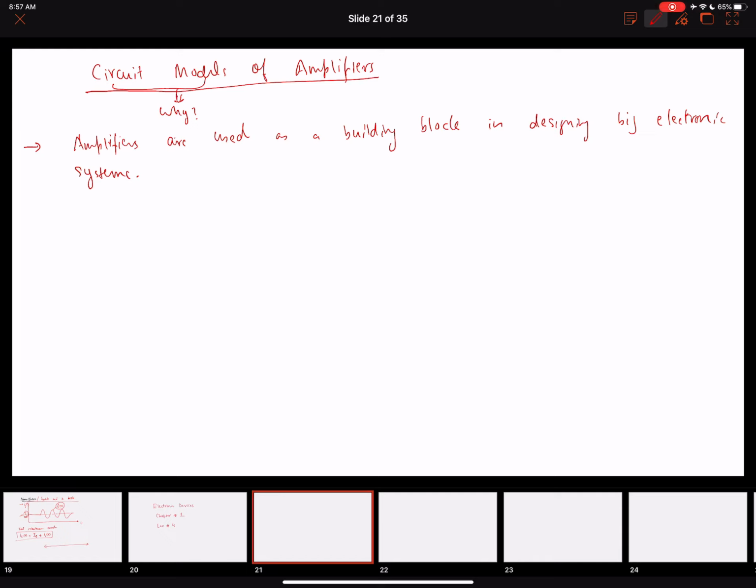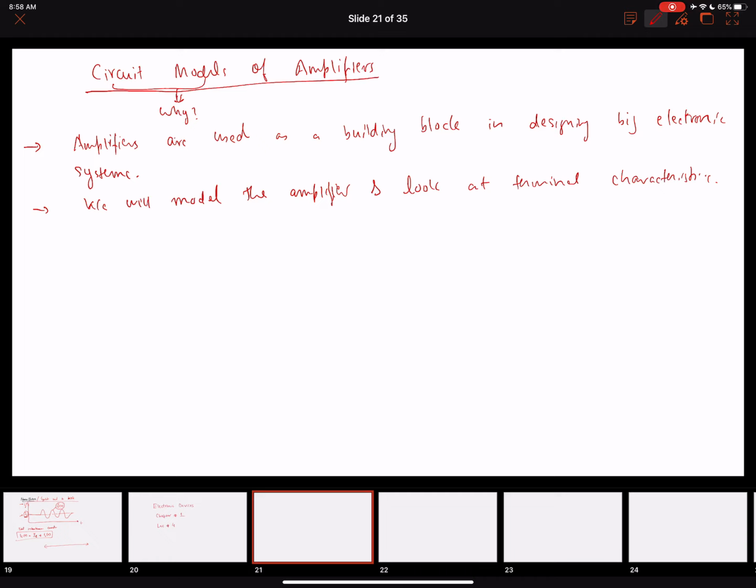Right, so in this lecture we are going to model the amplifier and look at the terminal behavior, right? So we will model the amplifier and look at terminal characteristics. So terminal characteristics are the characteristics at the input and the output.